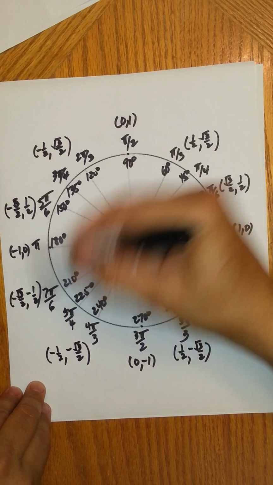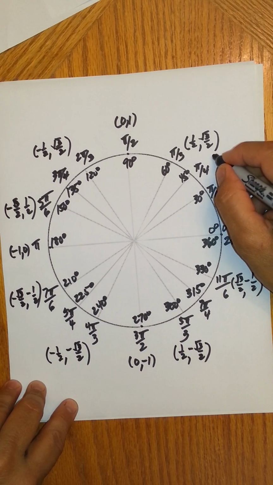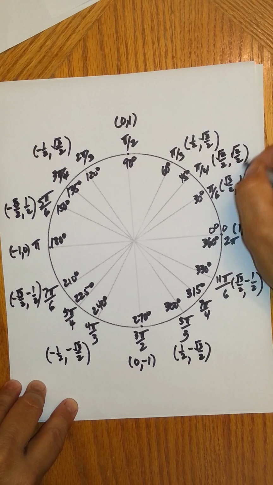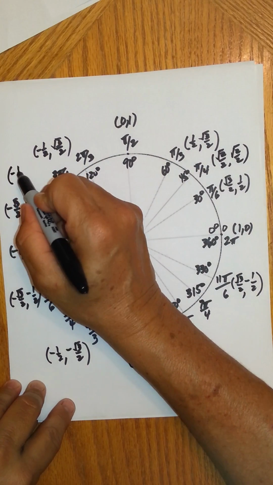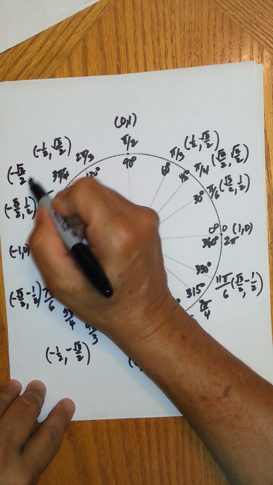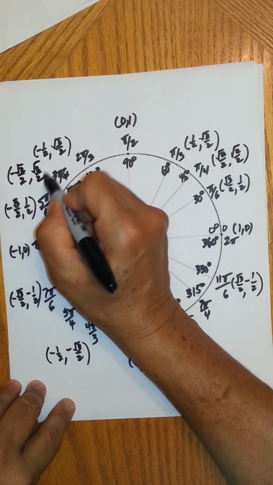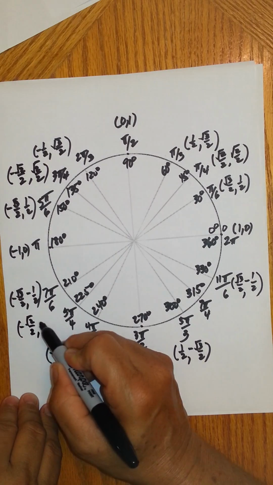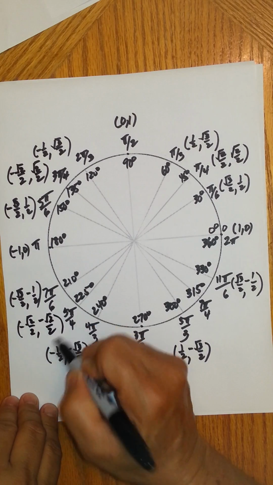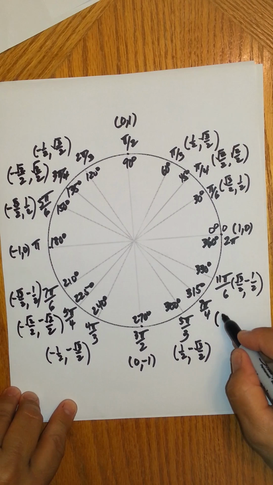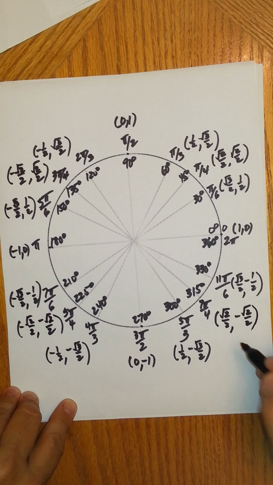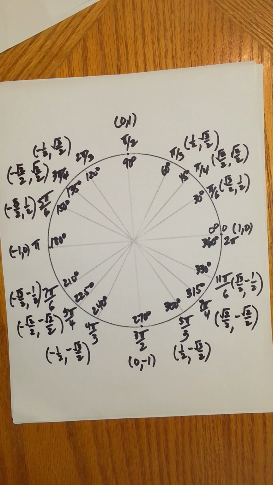Okay. And now the square root 2 over 2s. So this is square root 2 over 2, square root 2 over 2. This is, in the x is negative, but the y is positive. Okay. Over here, they're both negative. And finally over here, x is positive, y is negative. They're all square root 2 over 2s. And that completes the unit circle.